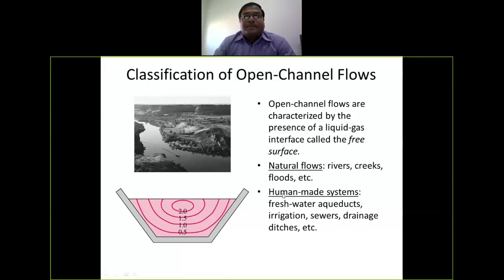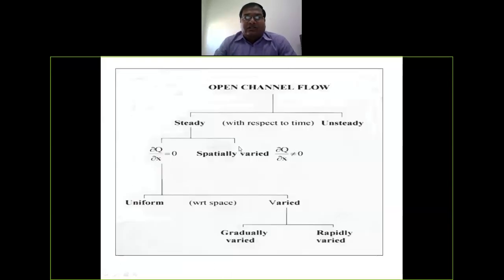Now you can see here I have put one figure. Open channel flow is classified into steady and unsteady flow. This is with respect to time. Again, steady flow is classified into uniform and varied flow. Here it is with respect to space. Varied flow is again classified into gradually varied flow and rapidly varied flow. I will show you.